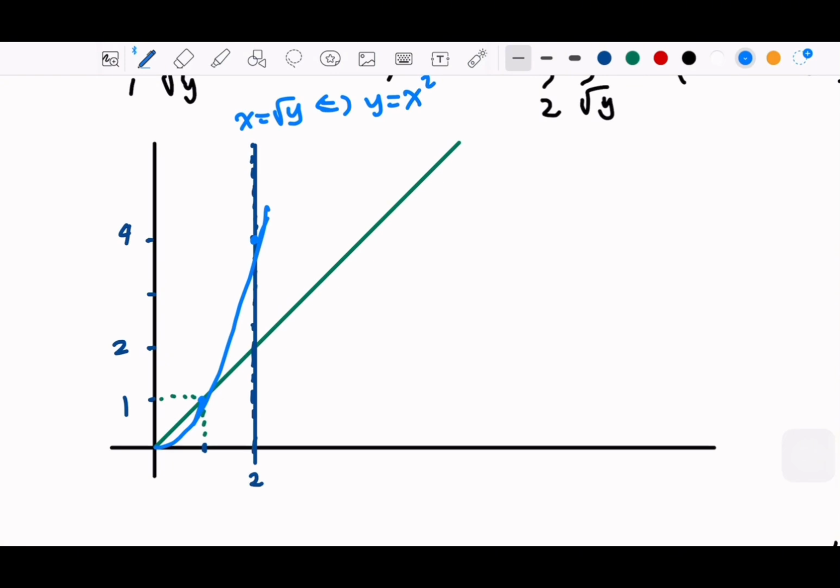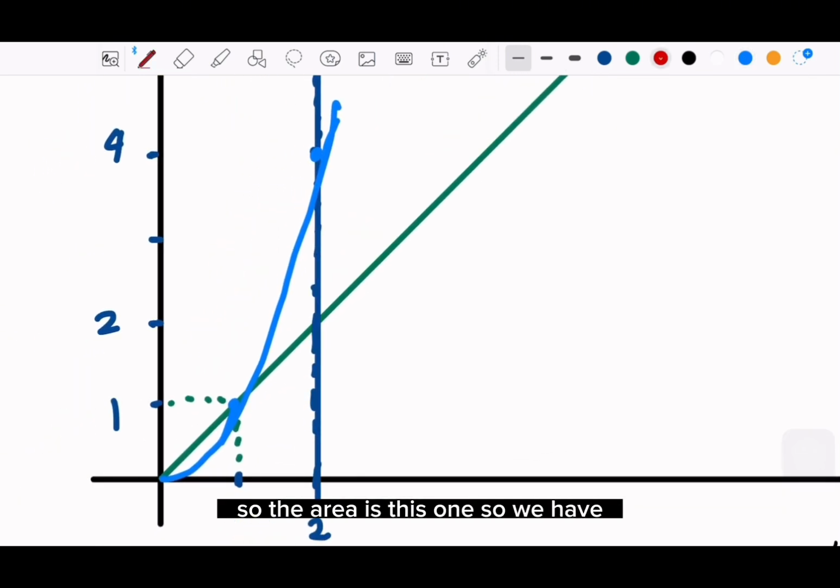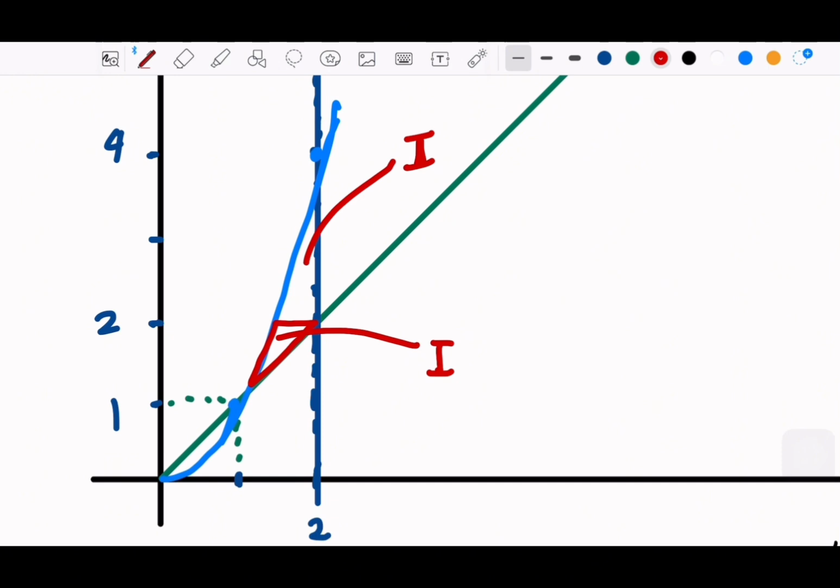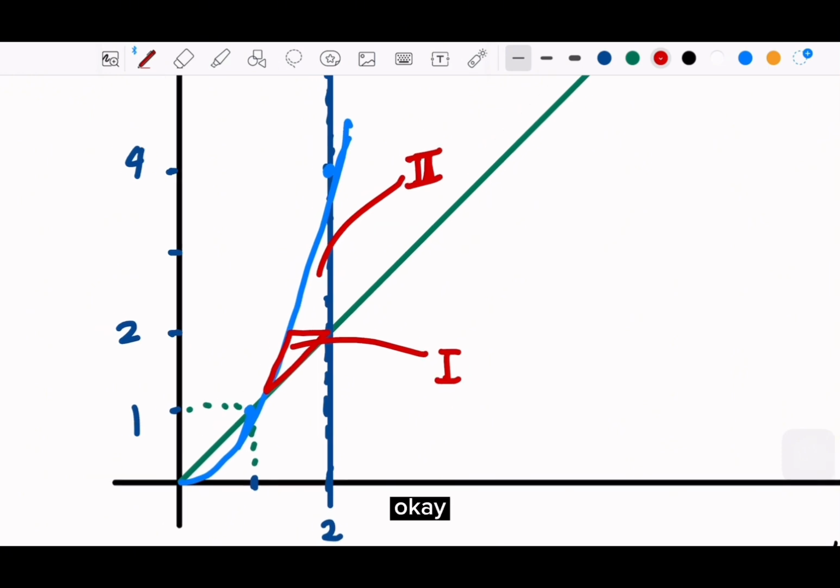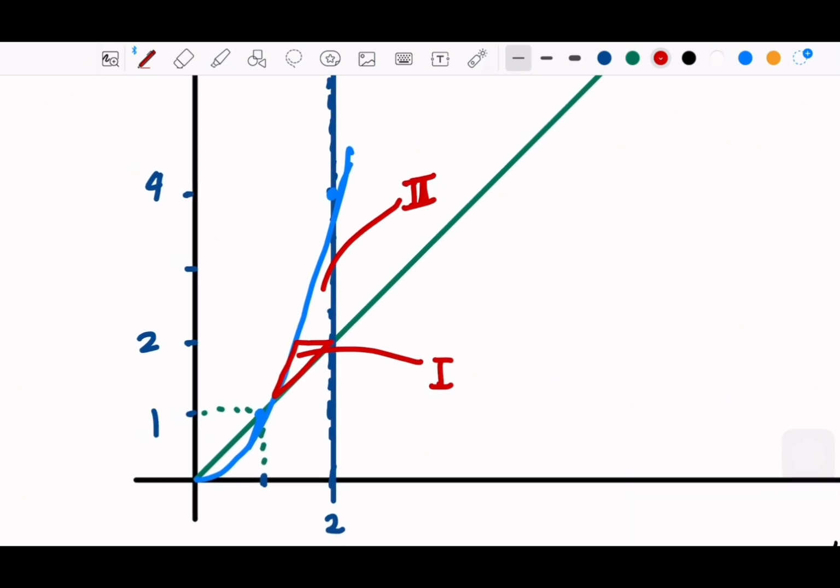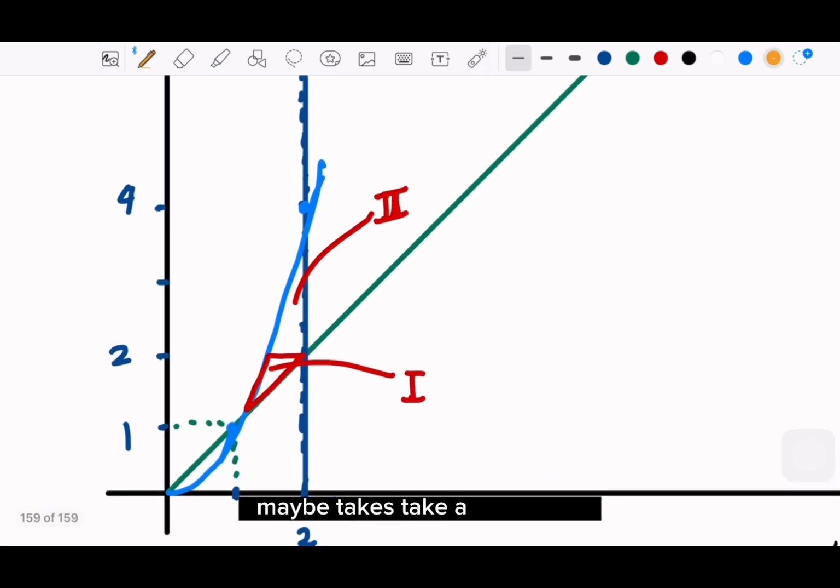So the area is this one. Okay. So we have, okay, this is area 1, this is area 2, right? So this is from 1 to 2 and 2 to 4. So this 1 and 2. Maybe take a color here.